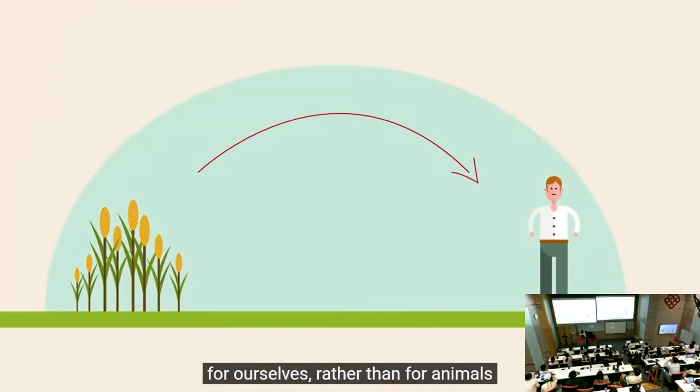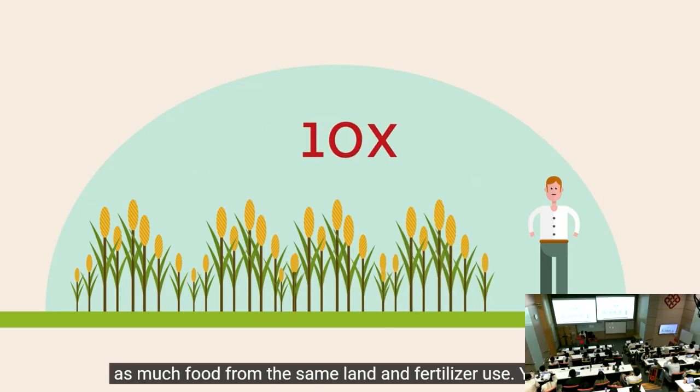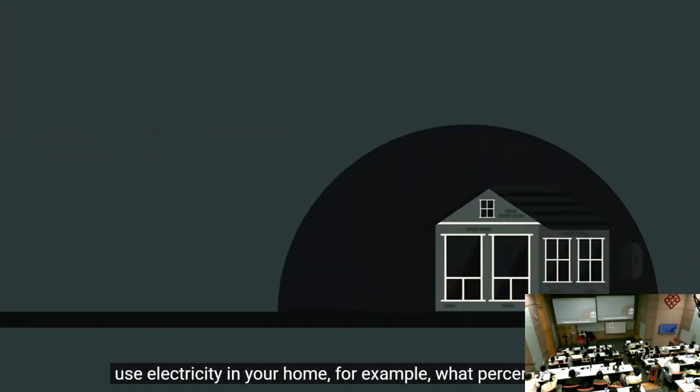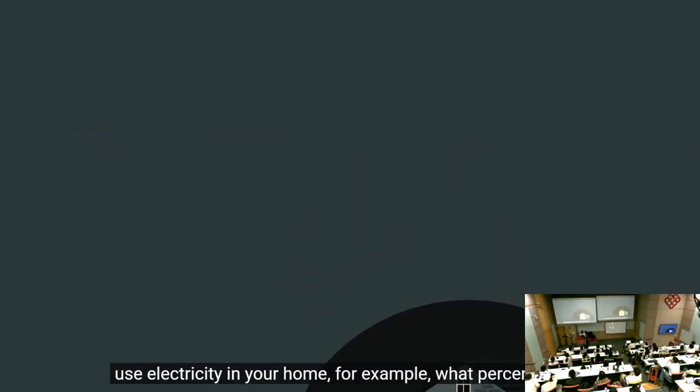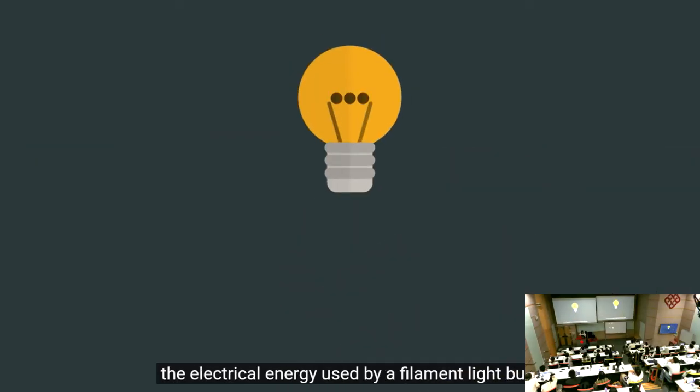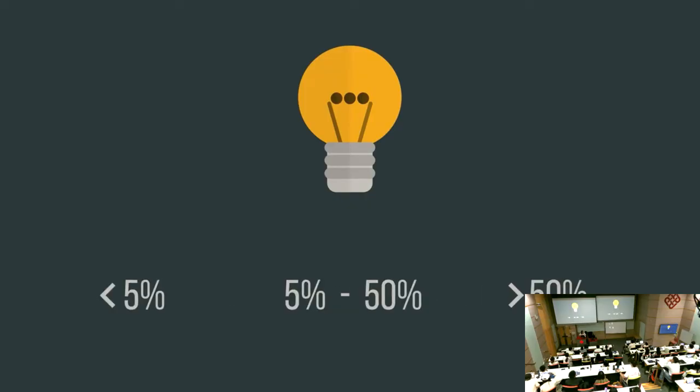By growing food for ourselves rather than for animals which we later eat, we can get up to 10 times as much food from the same land and fertilizer use. You may use electricity in the home. For example, what percentage of the electrical energy used by a filament light bulb comes out as useful light? Pause and think.